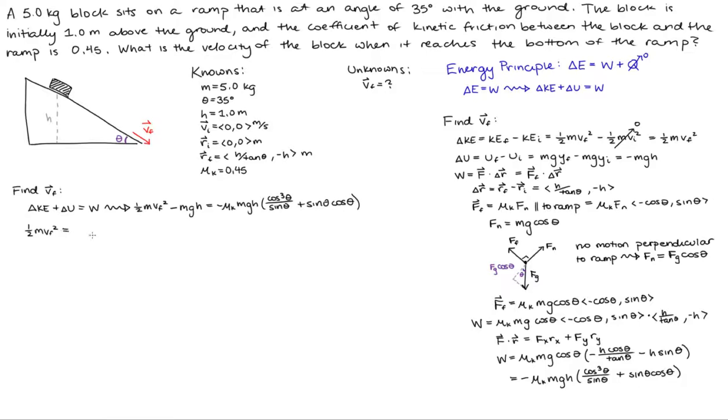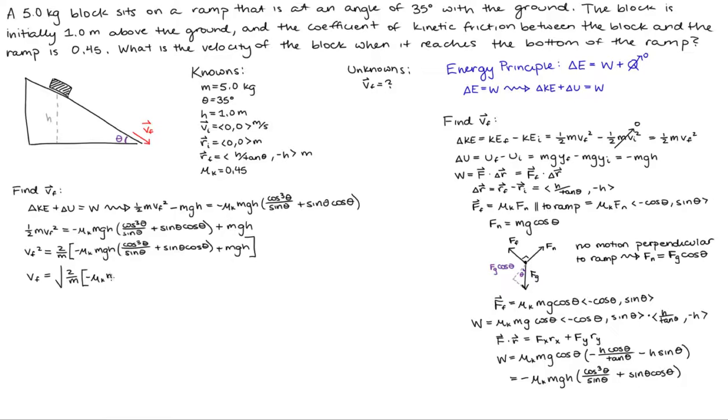We can bring mgh over to the other side and then multiply both sides by 2 over m to isolate v final squared. We can then take the square root of both sides, giving us our expression for v final as the square root of 2 over m times the quantity negative mu k mgh times the quantity cosine cubed theta over sine theta plus sine theta cos theta, plus mgh.